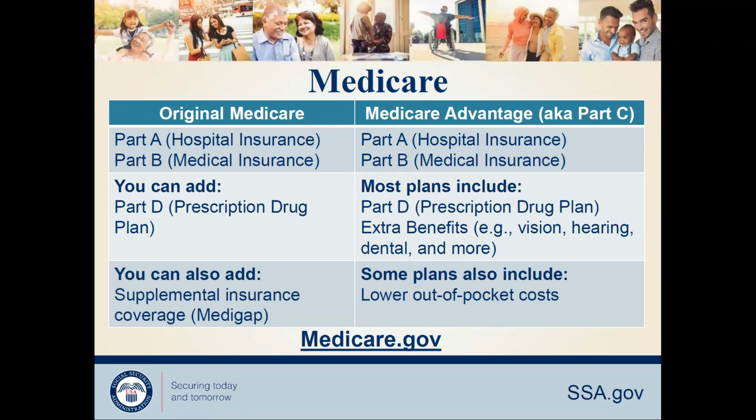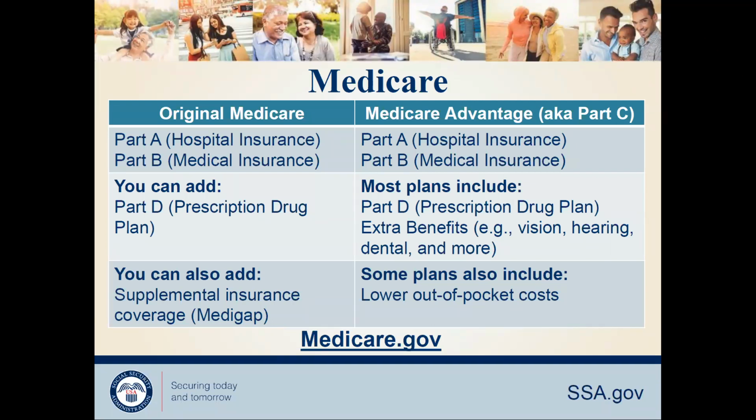First, Original Medicare. That includes Hospital Part A and Medical Part B insurance. If you want drug coverage, you can add a separate drug plan, which is Part D. You can also add a Medicare supplement insurance, which is a Medigap policy, to help pay your out-of-pocket costs. A Medicare Advantage plan is an all-in-one alternative to Original Medicare. These bundled plans include Part A, Part B, and usually Part D. Most plans offer extra benefits like vision, hearing, dental, and more.